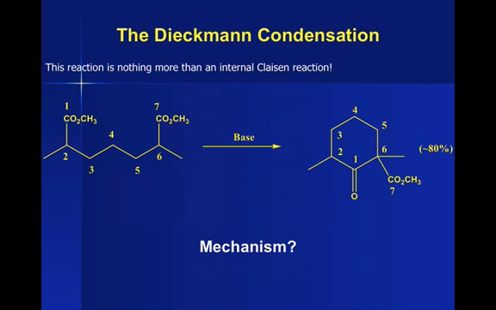Notice the molecule contains 2 esters, and using a base, we will do a Claisen reaction to get a beta ketoester out of it. But as we generate that beta ketoester, we also form a 6-membered ring, and that's why it deserves its own name. Dieckmann recognized that you can form 6-membered rings using this reaction. Can anybody tell me why that's important?